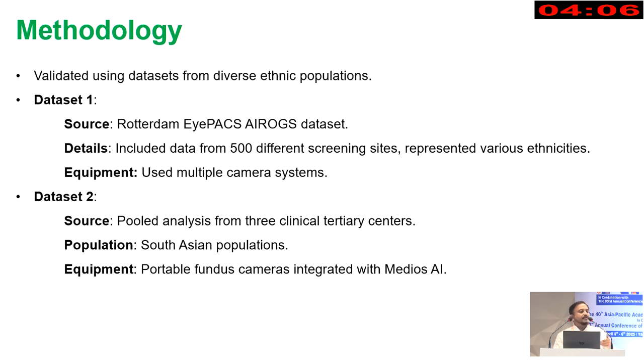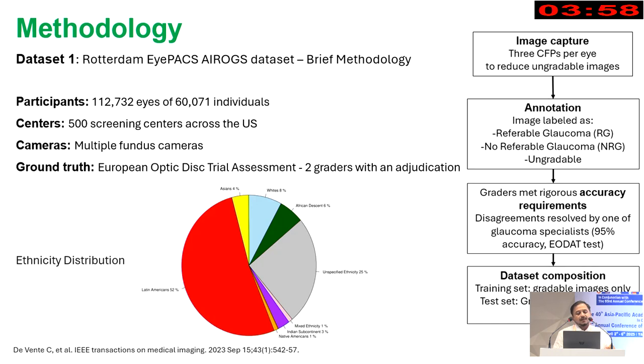We do believe that it may be generalizable to other cameras and other AI algorithms as well, so long as the testing is done in a prospective setting. So the methodology essentially involves 3 color fundus photographs being picked up to reduce the chance of ungradable images. Again, this is done non-mydriatically without the need for dilation. The annotation is then done on the basis of whether there's referable or non-referable glaucoma, or if it's ungradable, and this is usually done in a manner where if there is a disagreement between 2 glaucoma specialists, you ensure that you have a third that is actually stepping in in order to be able to remove the disagreement.